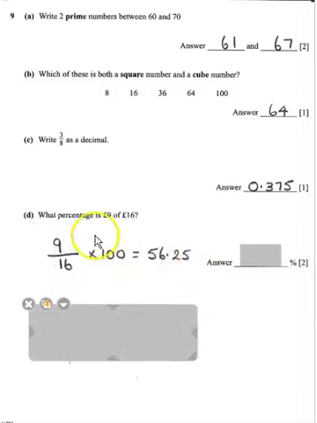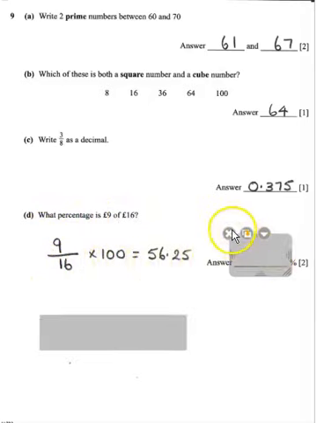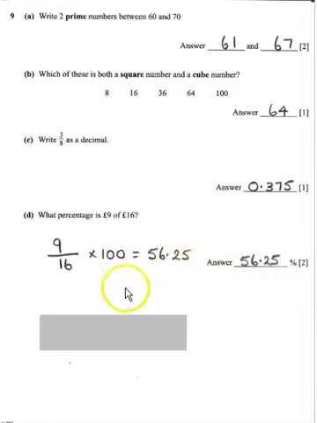So for question D, what percentage is 9 pounds of 16? We can see it's 9 out of 16. So this is how I write it as a fraction, and to change this fraction into a percentage, we just times it by 100, which should be 56.25%.